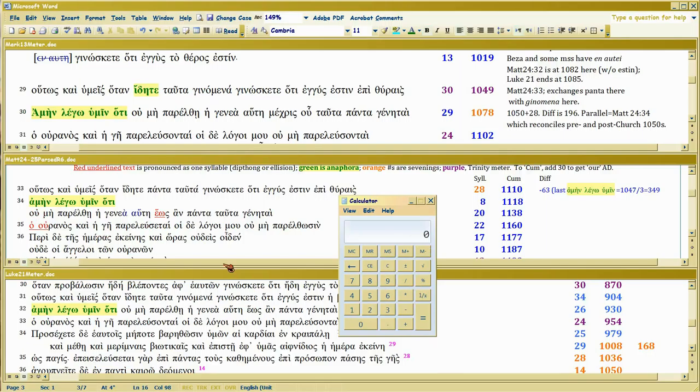Remember before when we saw the difference between Matthew and Mark, where Matthew's clause here, the amen, is starting at 1111. And that minus 1078 was 33. And that divisible by 3 is what? 11. Now, what's 11 and 58, of the 58 threes that equals 174? 69 AD when he writes, which is 11 years after Luke wrote.